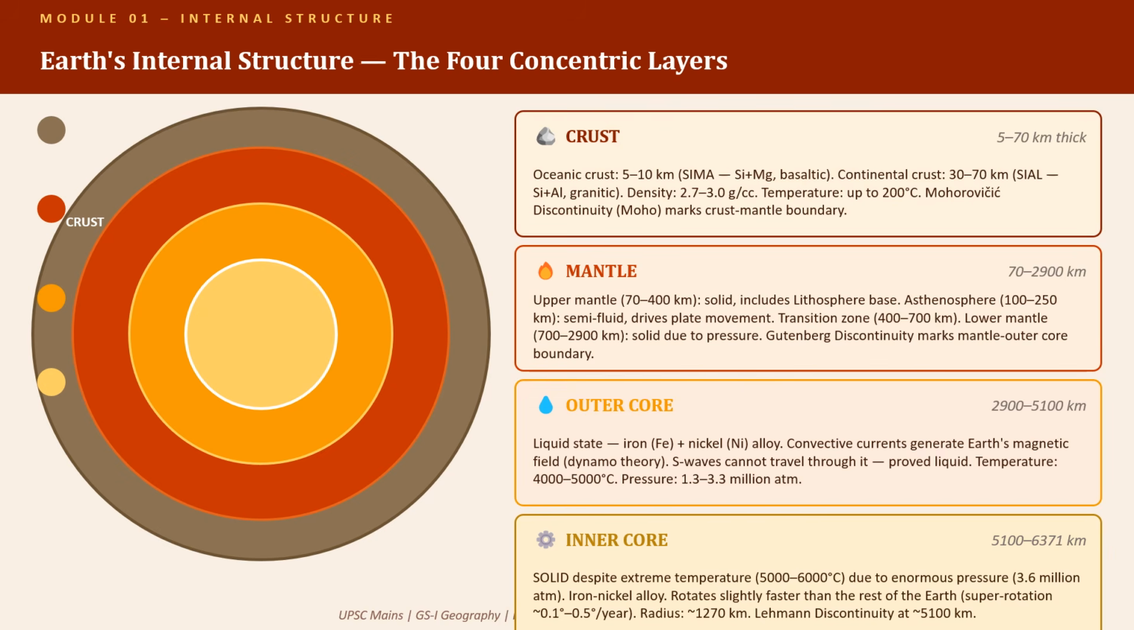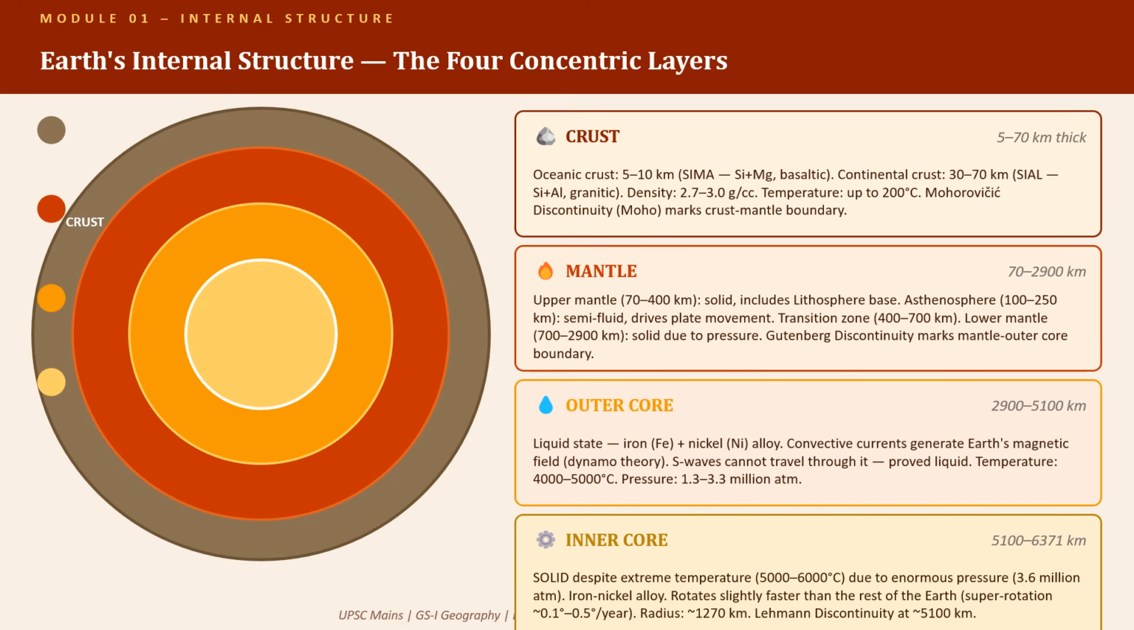Look at the cross-section diagram on the left side of this slide. The Earth is structured like an onion, four concentric layers, each with distinct properties. Let us go from the outside in. The outermost layer is the crust, thin, brittle, and the only layer we actually live on. Now, there are two types of crust, and this distinction is critical for UPSC.